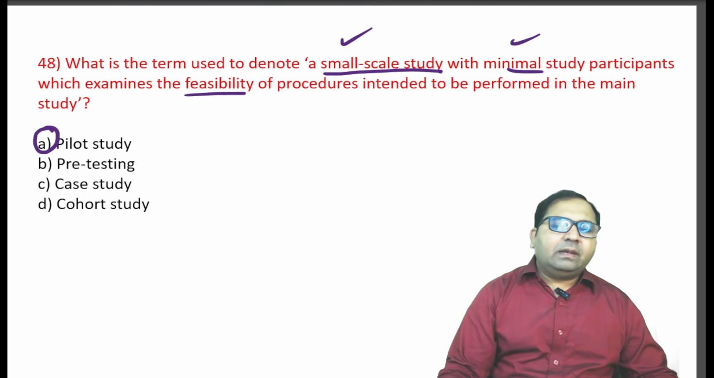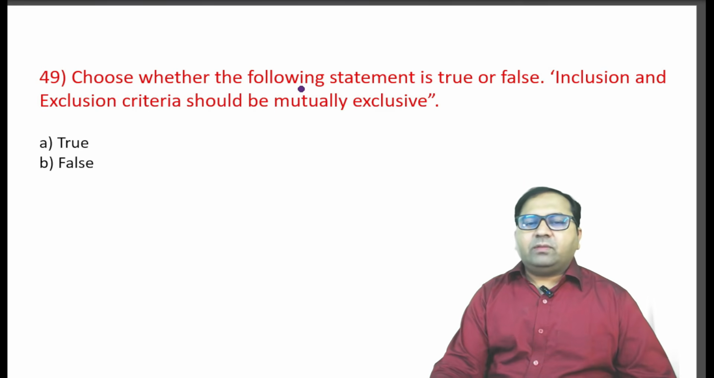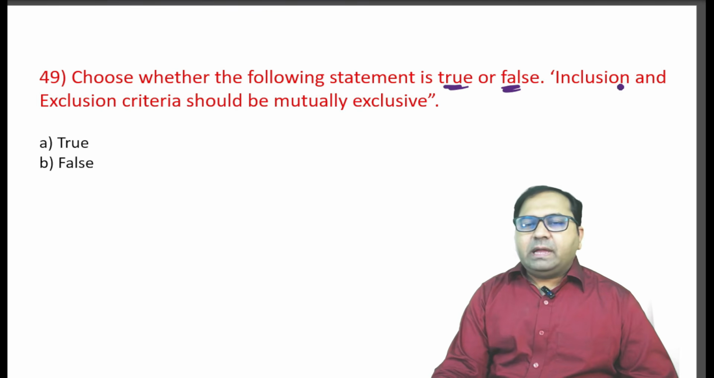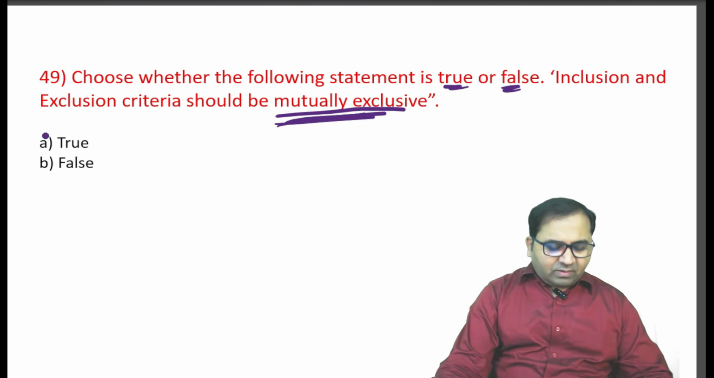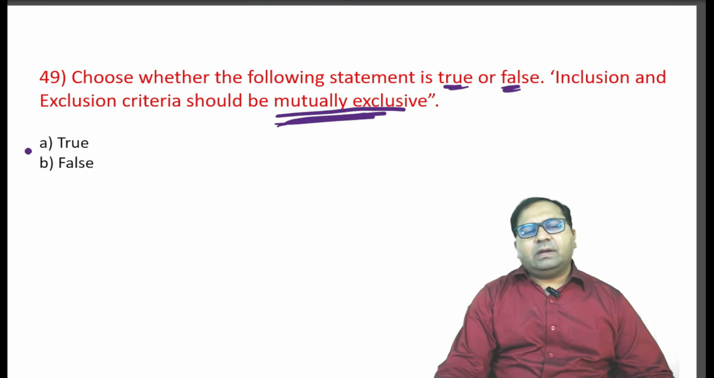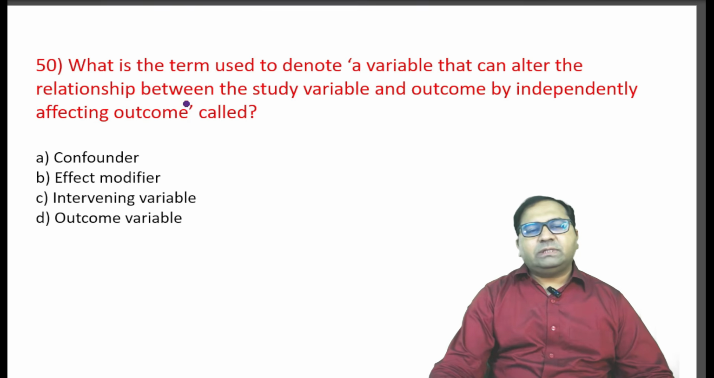Okay. Then next question. Choose whether the following statement is true or false. Inclusion and exclusion criteria should be mutually exclusive. The options are A. True or otherwise false. What is the answer? It is definitely true.